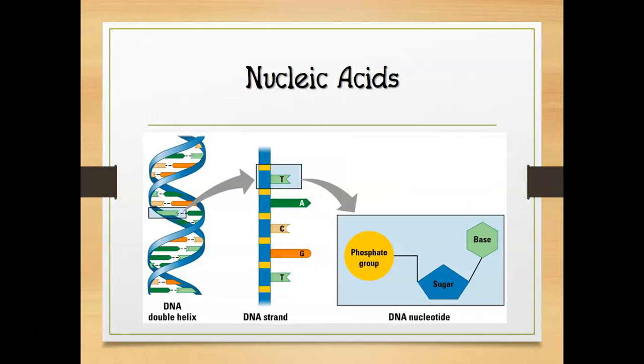So in terms of basic structure, if I were to break this apart, here's your DNA double helix that hopefully you're at least familiar with that basic shape. If I take a single strand of DNA, we're going to talk about that being a polynucleotide in just a second. It's your polymer. Zoom in even further, and here's your basic nucleotide structure: phosphate, sugar, and a base.